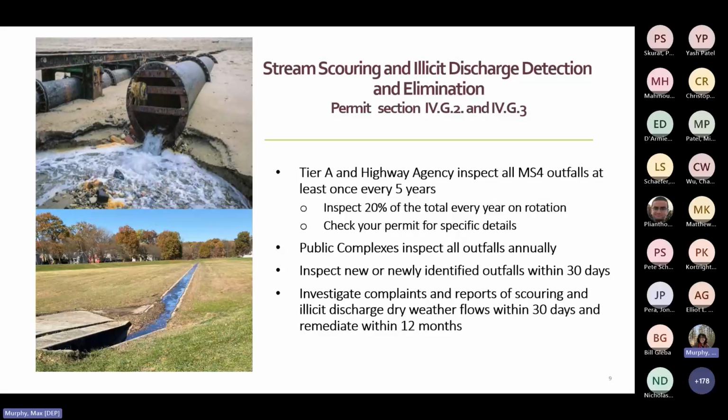The definition of outfalls includes not only outfall pipes, but open conveyances as well. All new or newly identified outfalls, as well as complaints or reports of scouring or illicit discharge, must be inspected within 30 days, and any reports of scouring need to be remediated within 12 months of discovery unless the department approves additional time.